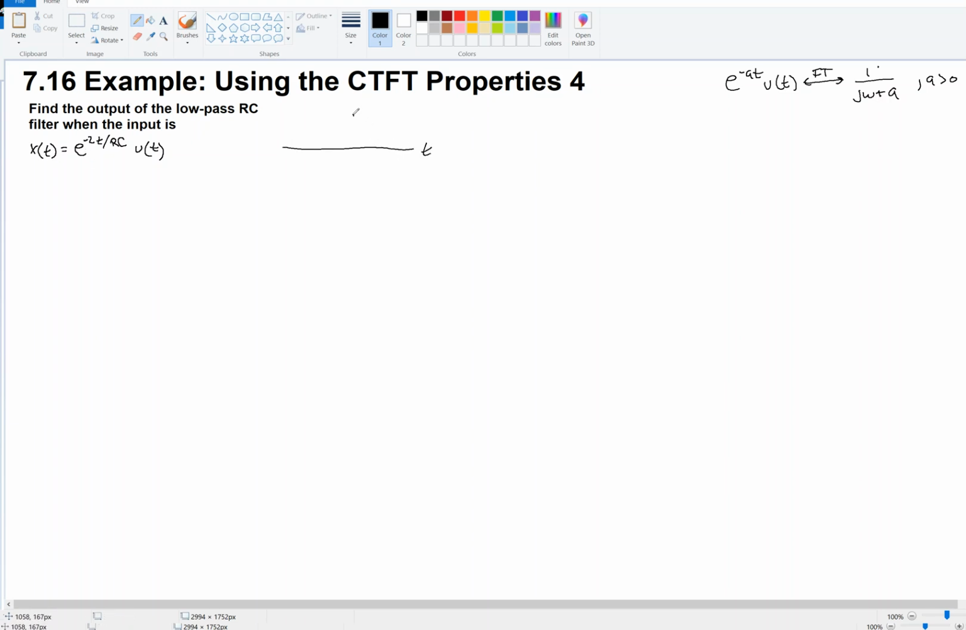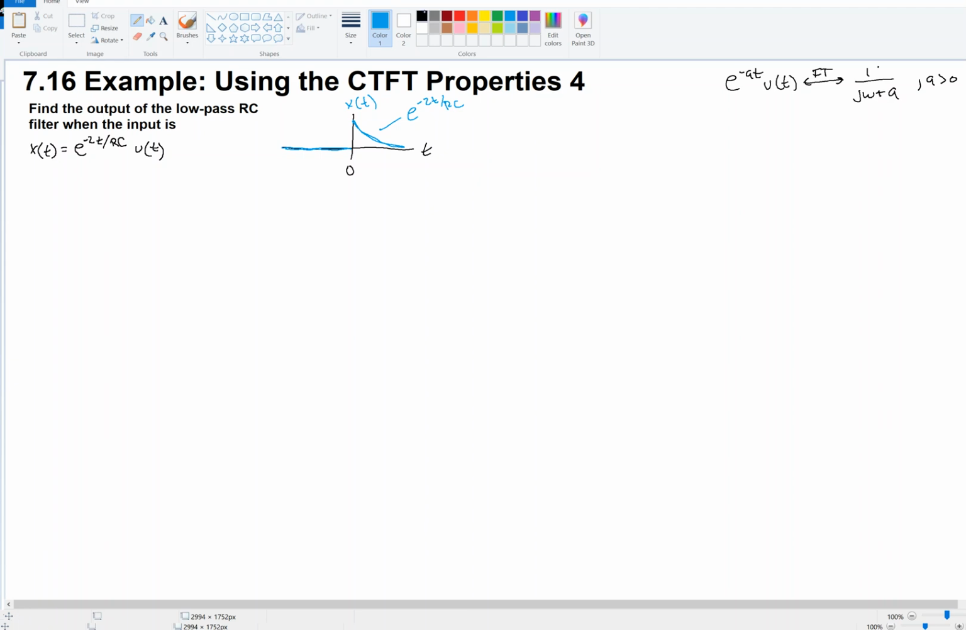We've got a signal that looks like this. It's 0 and then it decays like this. Okay, and that decay is given by e to the negative 2t over RC, and we're going to call that x of t. That's the input.